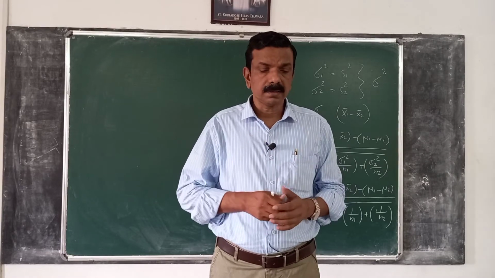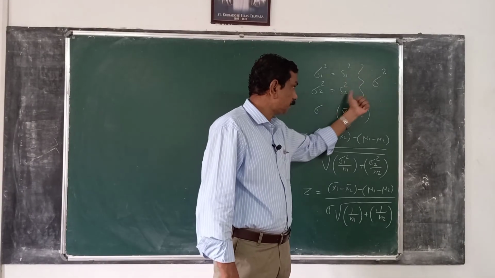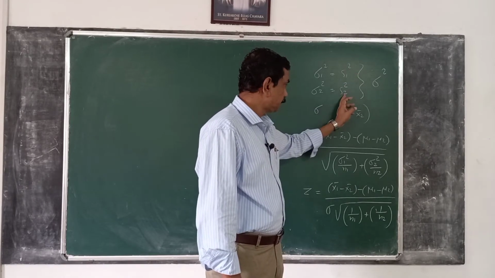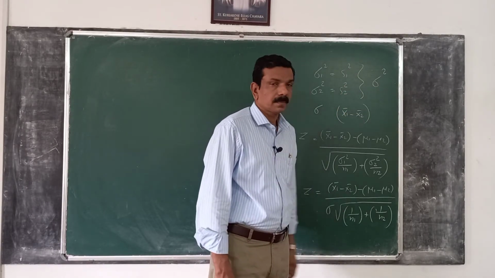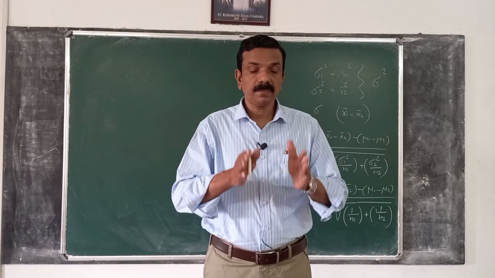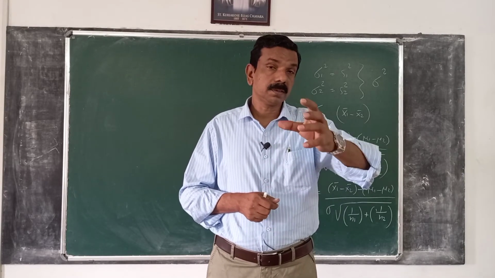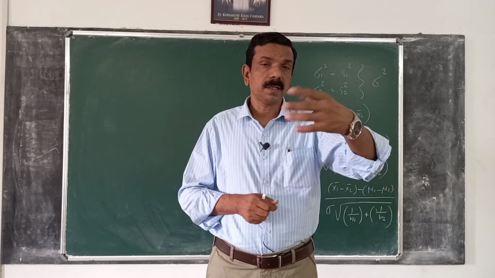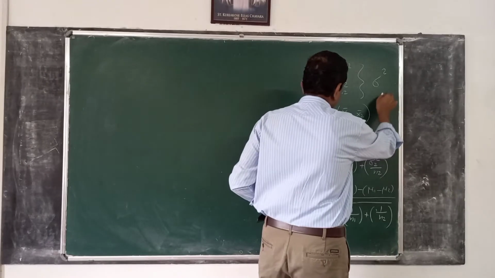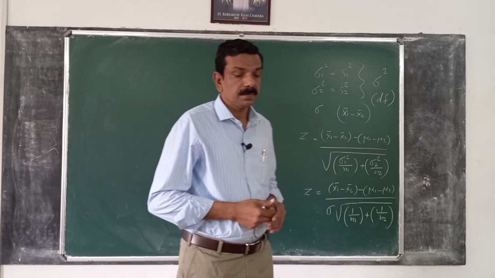After using S1 square and S2 square as estimates of sigma square, or S1 and S2 as estimates of sigma, we pool these estimates by weighting them according to the sample size, or what is known as degrees of freedom. Not with the sample size, but with the degrees of freedom.